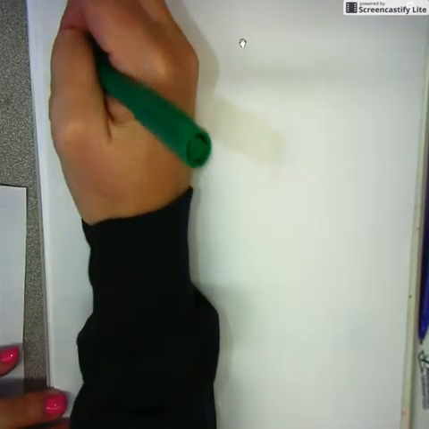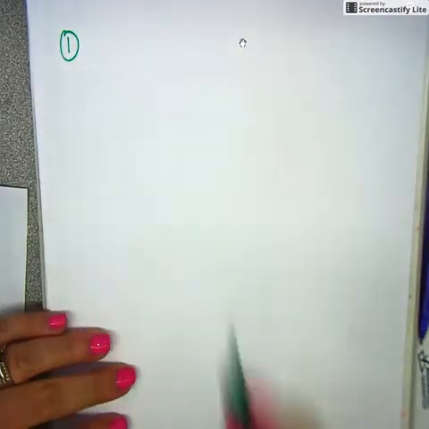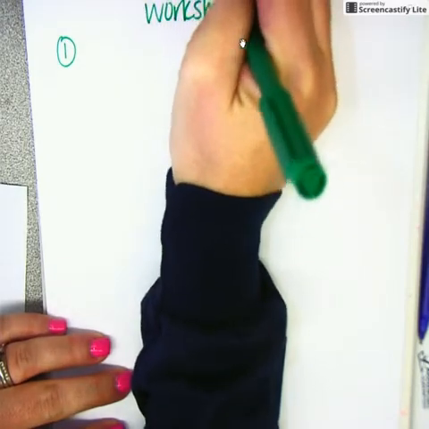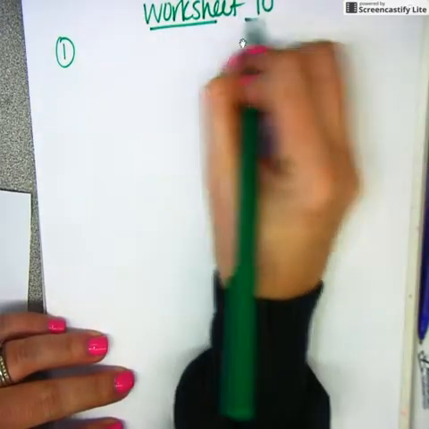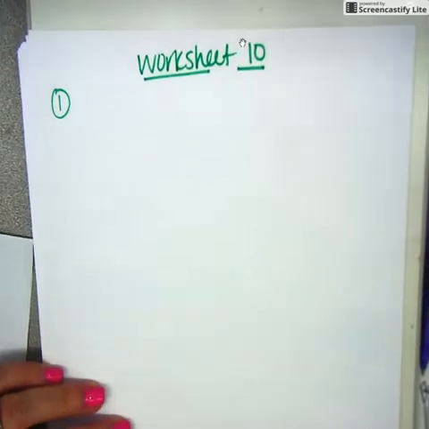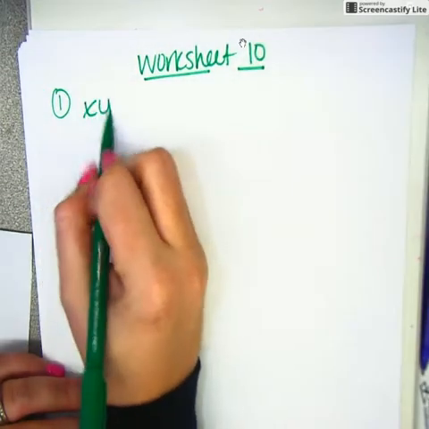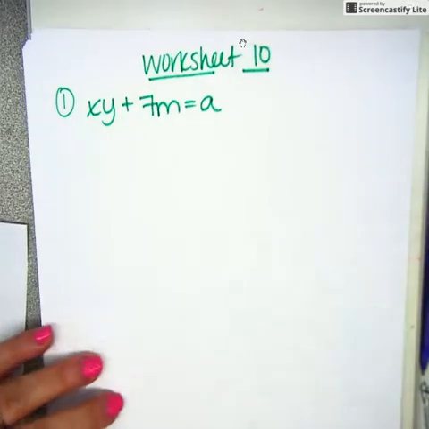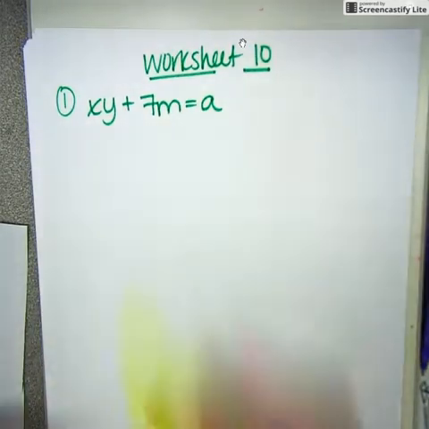All right, so let's look at a few of your homework problems for tonight. Okay, I'm going to start with problem number 1. And this is on worksheet 10. Okay, so it says xy plus 7m equals a, and they want us to solve for m.